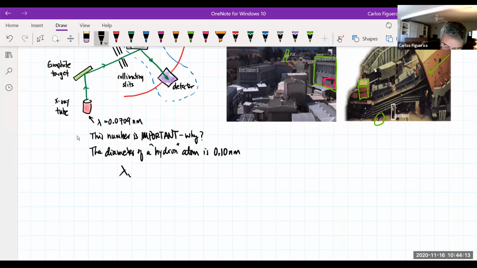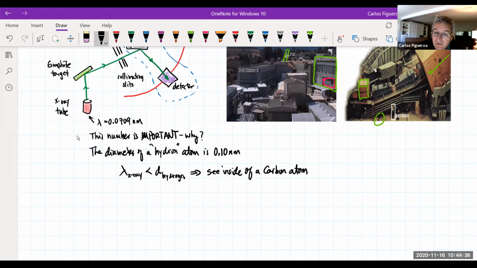The wavelength of the X-ray is going to be what? Less than the diameter of hydrogen. So that means that they're going to see inside of a carbon atom. So when I look at a carbon atom, what do I see here?